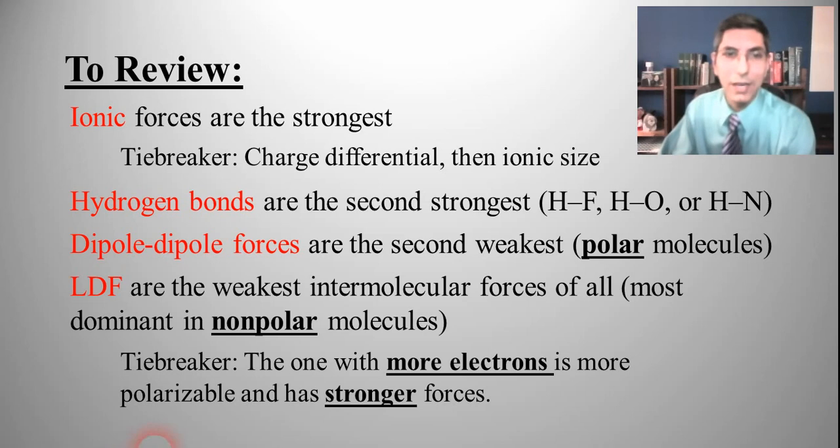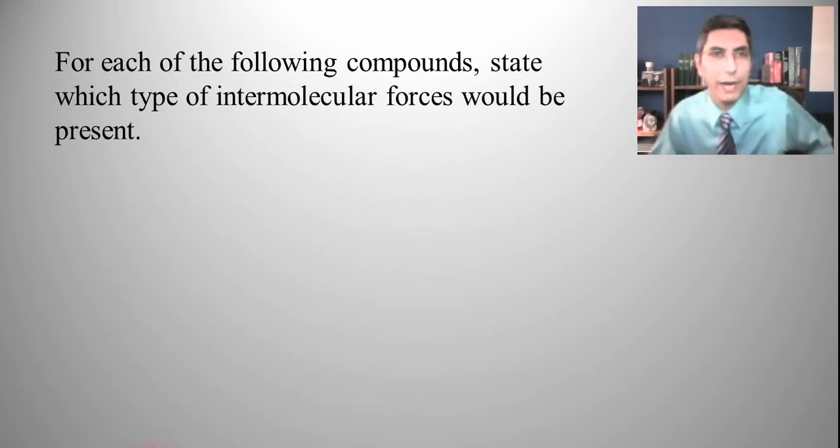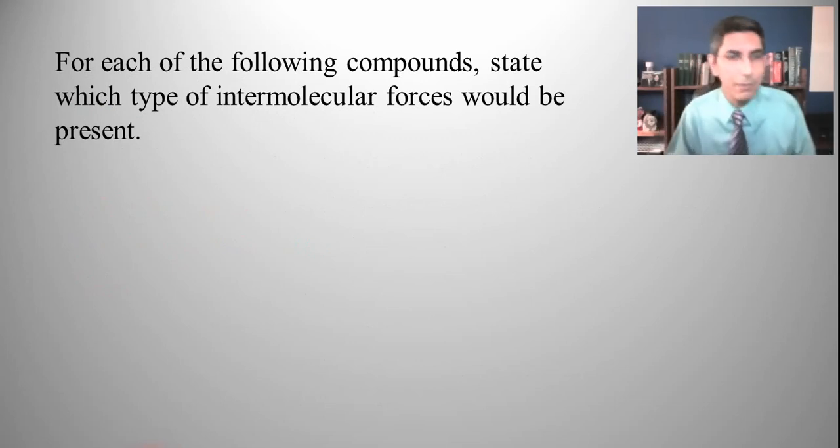Oh, and by the way, if you have to break the tie, remember that the one that has more electrons is more polarizable. And so that would have stronger forces and a higher boiling point or melting point. So those are the four main types that you really need to know about for the AP chemistry exam. There are some others, but these are the four main ones that you really need to know about. So for these compounds, let's do some practice here. Let's state which type of forces are going to be present.